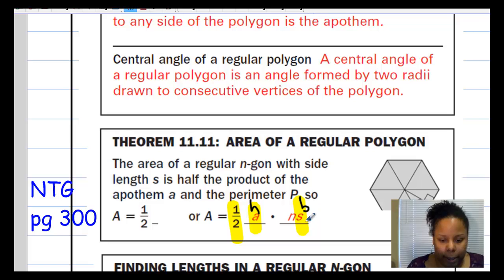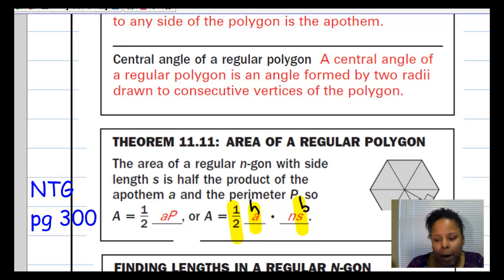Well, another way to describe N times S, since each regular polygon has congruent sides, if I take the side length and multiply it times the number of sides, another way to represent N times S is by the perimeter of the polygon. So we can rearrange that to look something like 1/2 A times P, where P represents the perimeter of the polygon. But either way is fine with us.